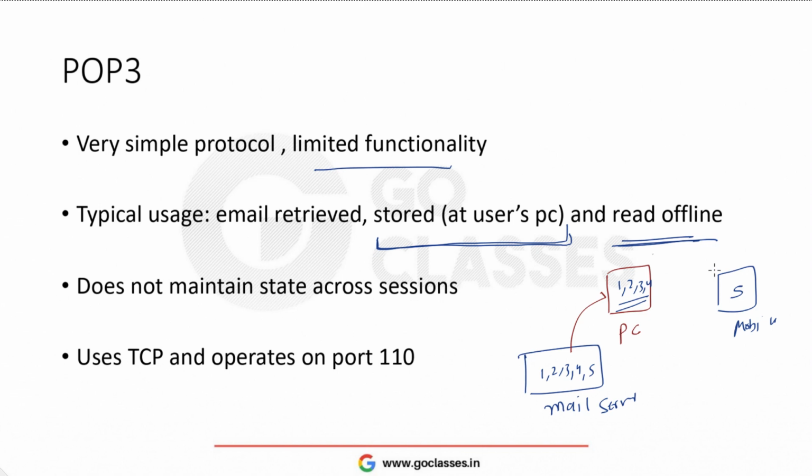And this is not much used in practice nowadays, because in our machine we basically want to have all the mails, either in the PC or on the mobile. So basically POP3 does what? POP3 deletes the mail permanently from the mail server, and that's why this is not much used. It does not maintain state across the session, which means it does not say whether your mail is read, your mail is deleted or something like that. It does not maintain any state. It also uses TCP to download the mails, and it operates on port 110.